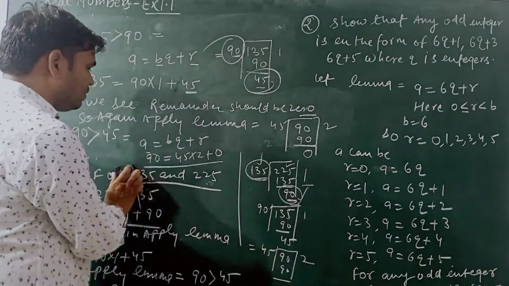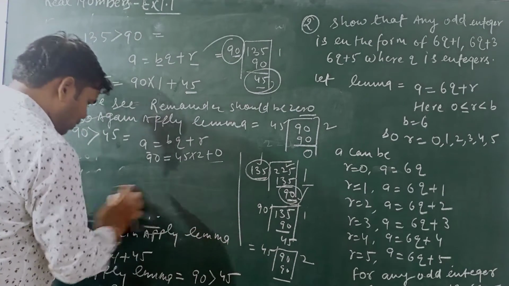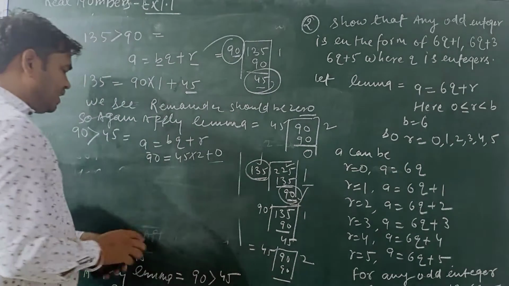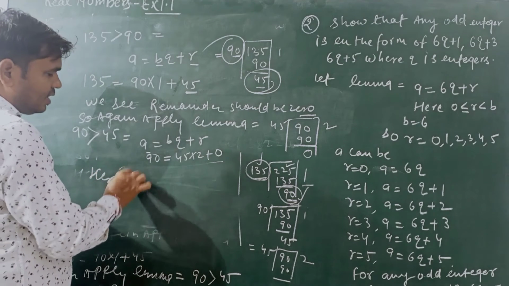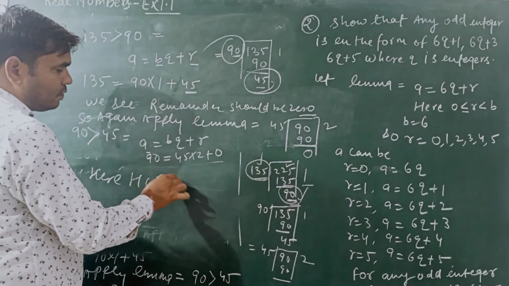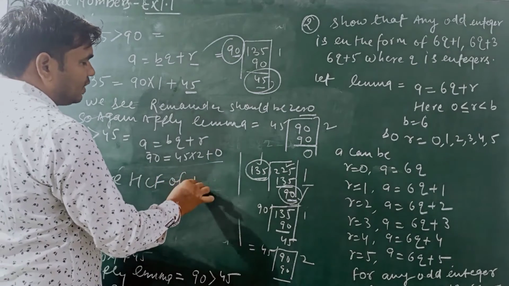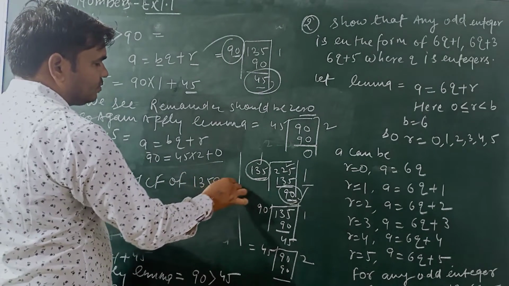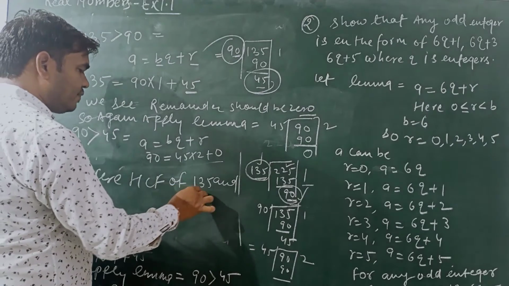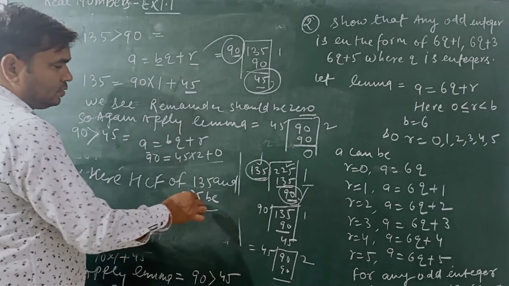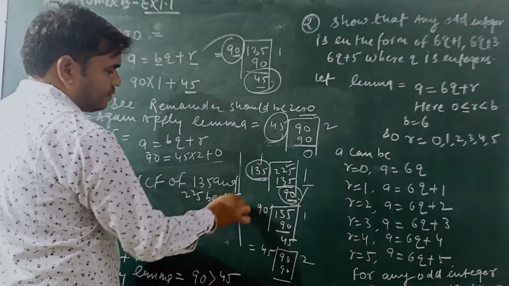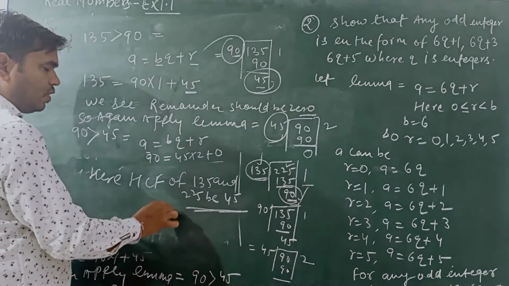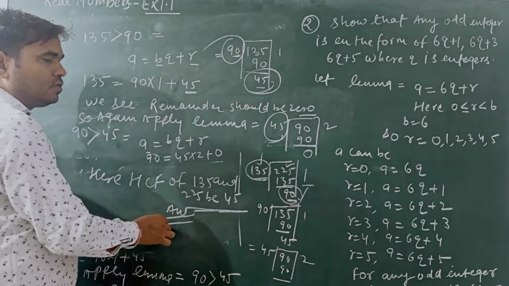So students, when we get 0 as a remainder, the HCF of 135 and 225 should be the number 45. So this is the HCF of the given two numbers.